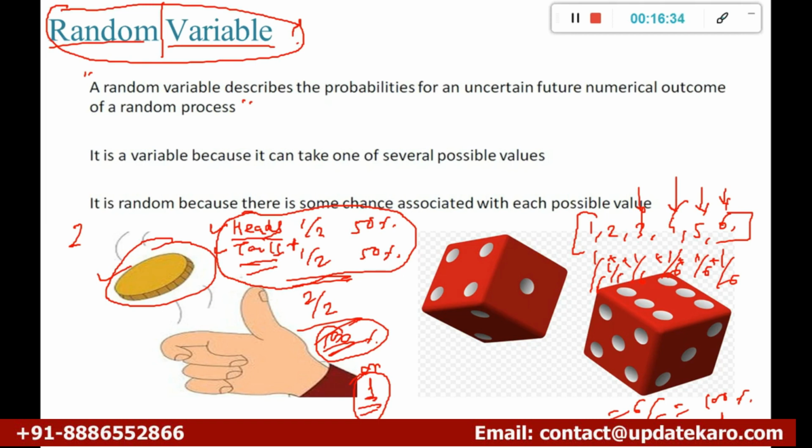Which means that the probability associated with the chances as an output of any random process will always lie between 0 and 1.